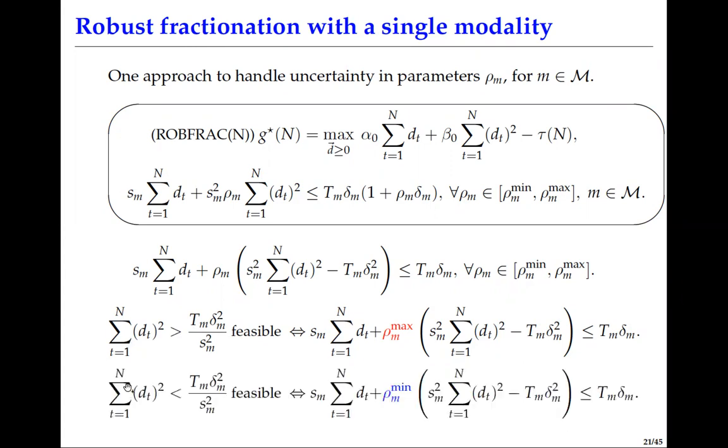On the other hand, if you have doses where the sum of squares is actually smaller than this, then this quantity here is actually going to be negative, and therefore the bottleneck value is rho m min, which is the left endpoint of this interval.